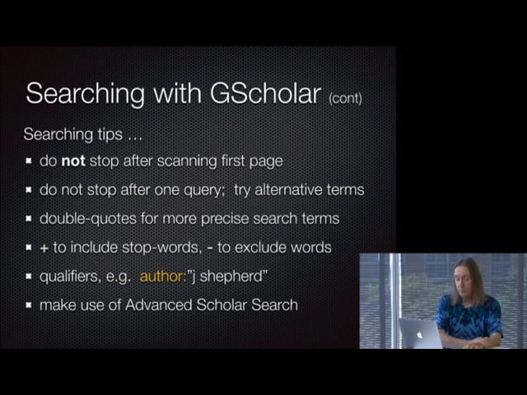There are some very useful ways of qualifying the query, and in particular searching for authors. The way to do that in Google Scholar is to have author colon and then single initial and the family name in double quotes, and that will find articles by that particular author. And of course you can use that in conjunction with keywords to find all of the articles that this person has written on this topic.